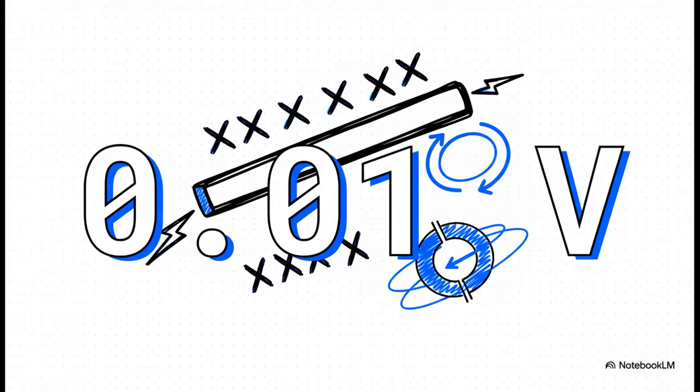And once you've done that, the calculation is a piece of cake. Look, EMF equals 0.5 times 0.20 times 0.10. That gives us 0.01 volts, or 10 millivolts. By just taking that one extra step to check our units, we nail the correct answer.